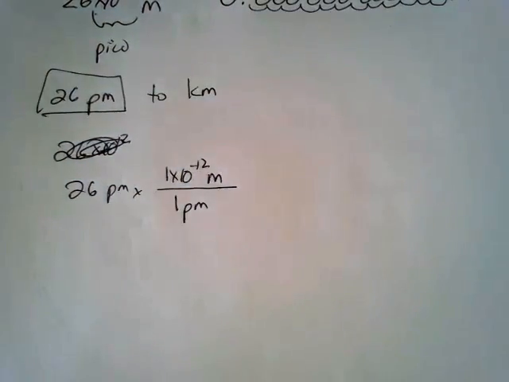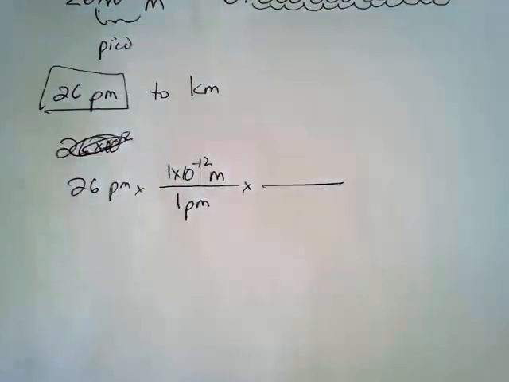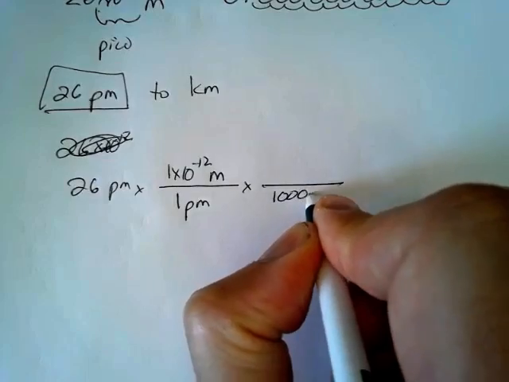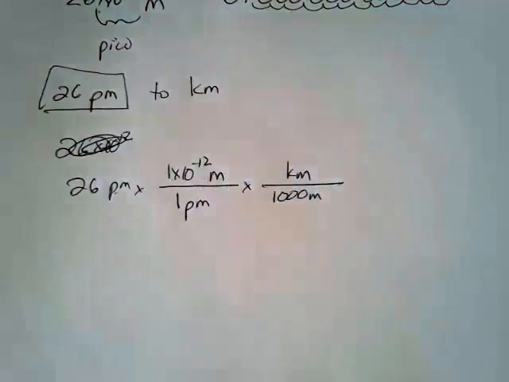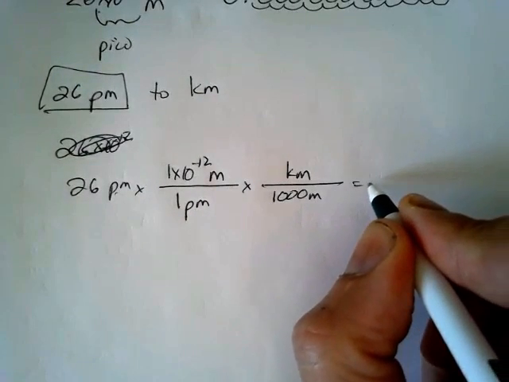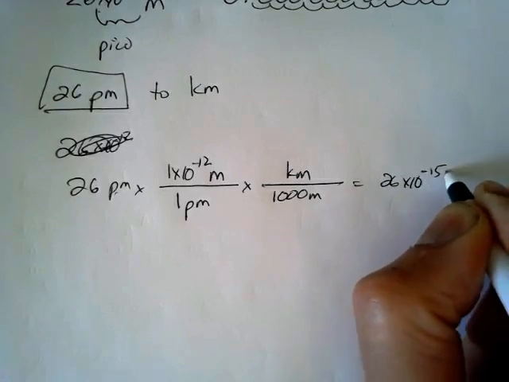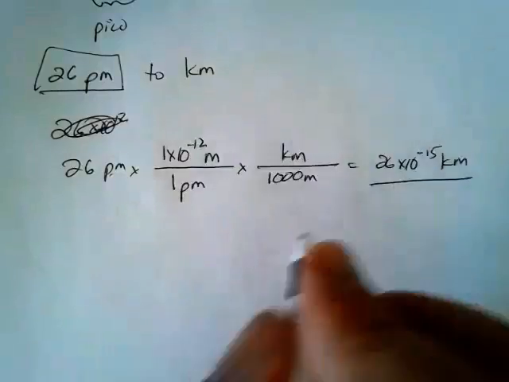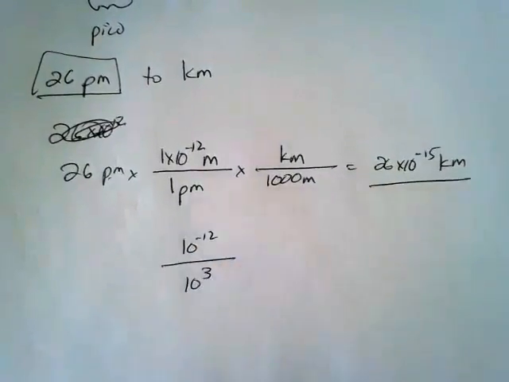So again, we have to think about how small a picometer is. And then there are 1,000 meters in a kilometer. So we would take 26 times 10 to the minus 12, divide by 1,000, and we would get 26 times 10 to the minus 15 kilometers. Now notice I was able to do that in my head because this is 10 to the minus 12 divided by 10 to the 3rd.